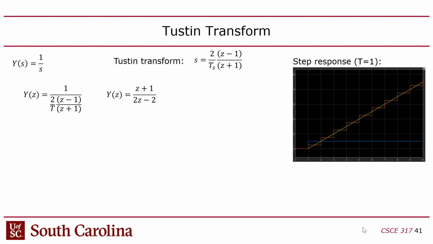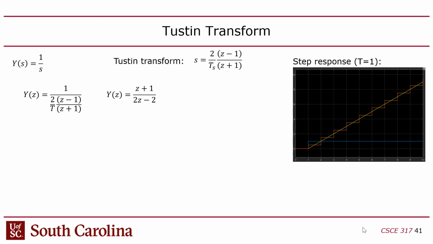So how does this work? Well, first of all, you have to pick a transform. There's multiple transforms. The best one I found is called the Tustin transform. The Tustin transform is where, if you have an S domain transfer function, you substitute S for 2 over T sub S times Z minus 1 over Z plus 1.